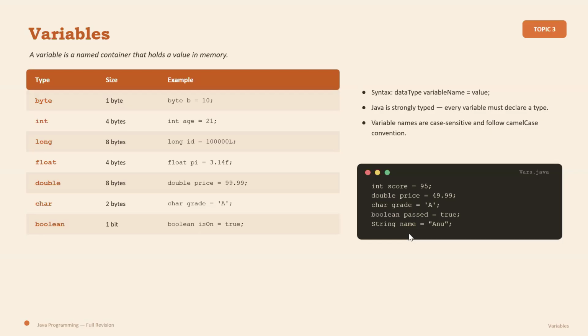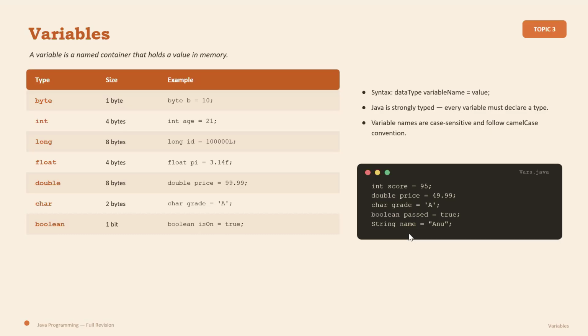For example, imagine you have a box labeled student name. Inside that box, you can store the name of a student. And you have another box labeled student age, which stores the student's age. In programming, variables work in exactly the same way. Programs need to store information so that they can process it later.